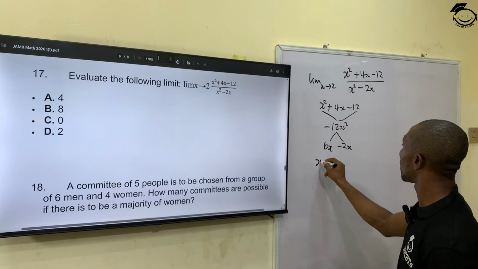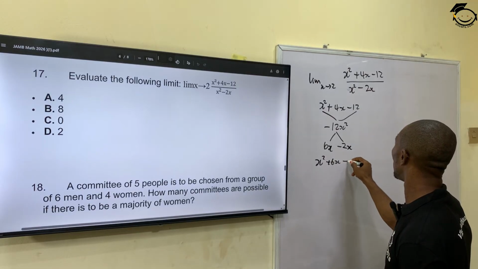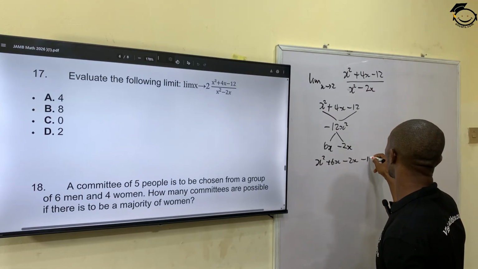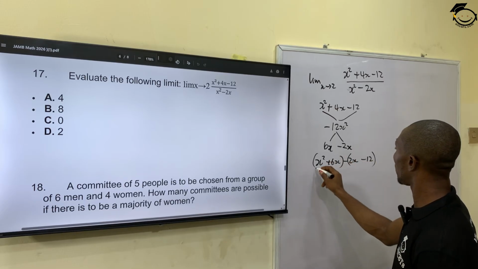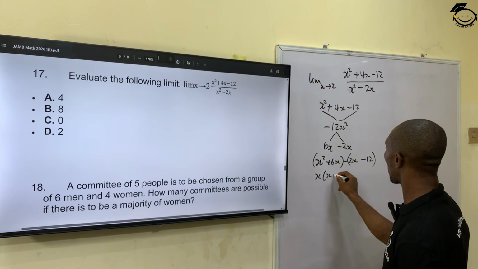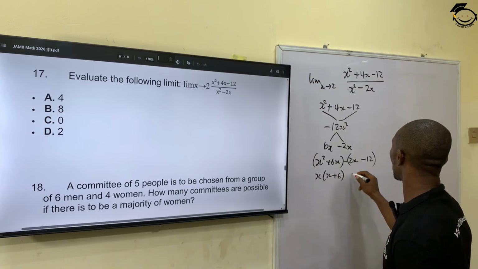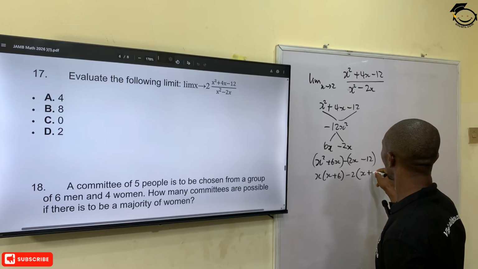So this will become x squared plus 6x minus 2x minus 12. So grouping these two together, we are having common terms. There will be x plus 6, and common terms here will be 2x plus 6.